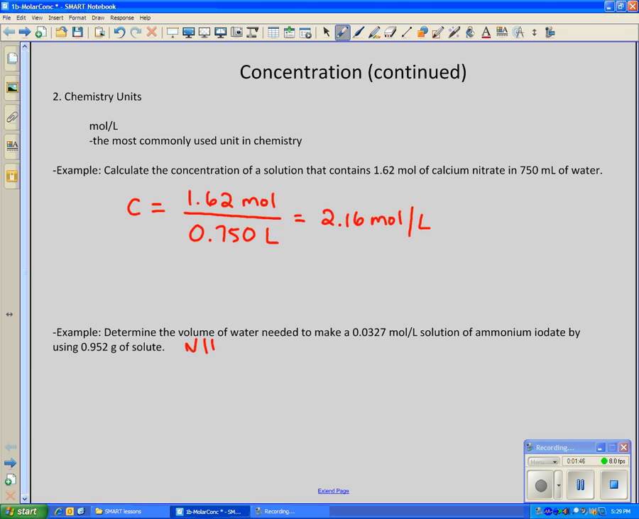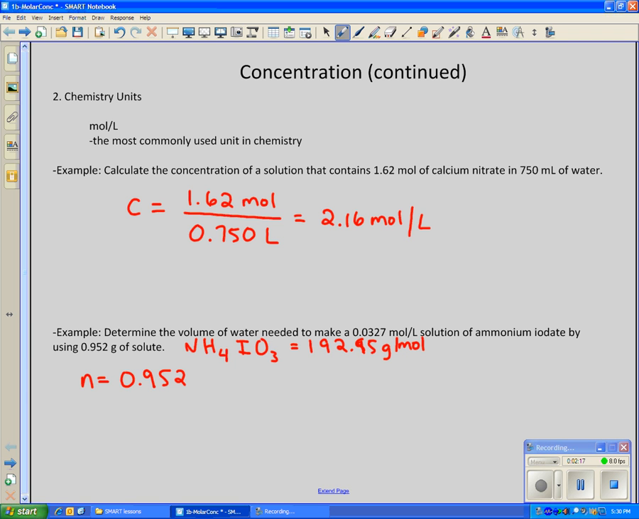So ammonium iodate is NH4IO3. And the molar mass for that compound, once you add up all of those atoms, comes out to 192.95 grams per mole. So the first thing that we may want to do is calculate the moles that we have based on the grams.